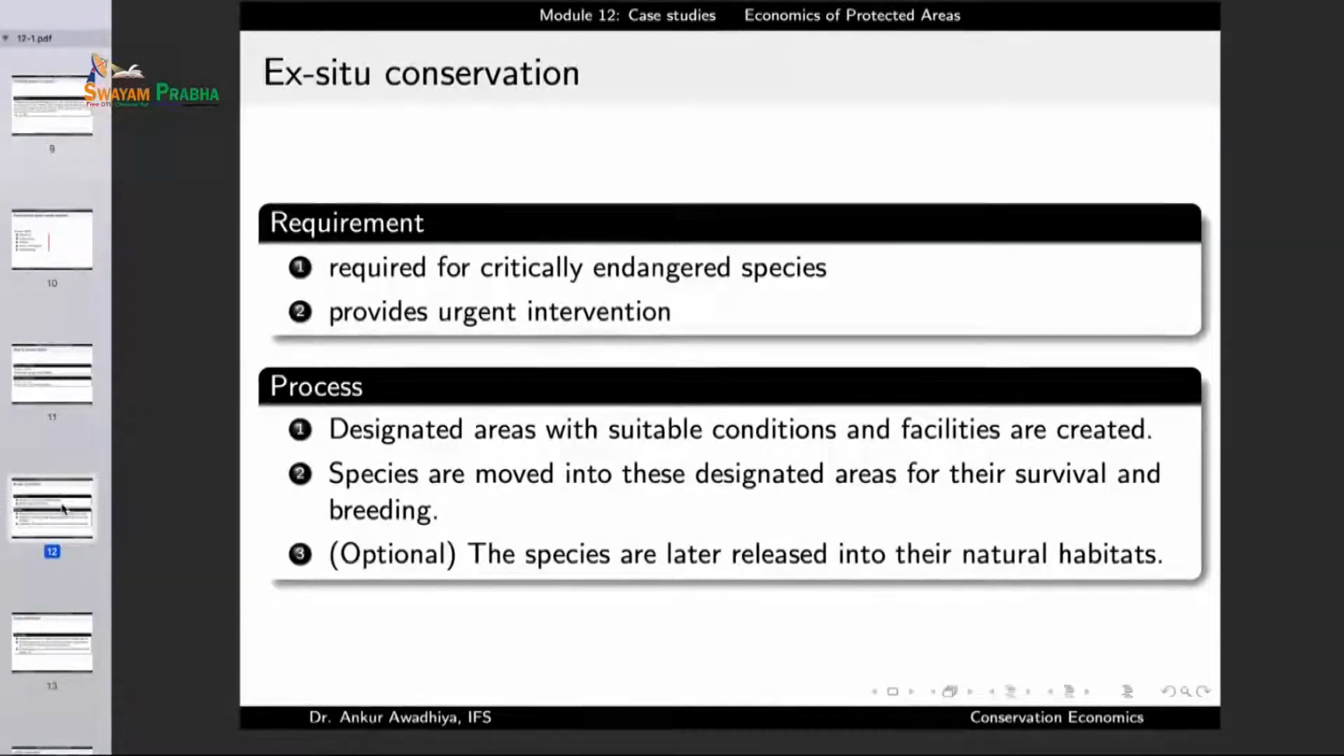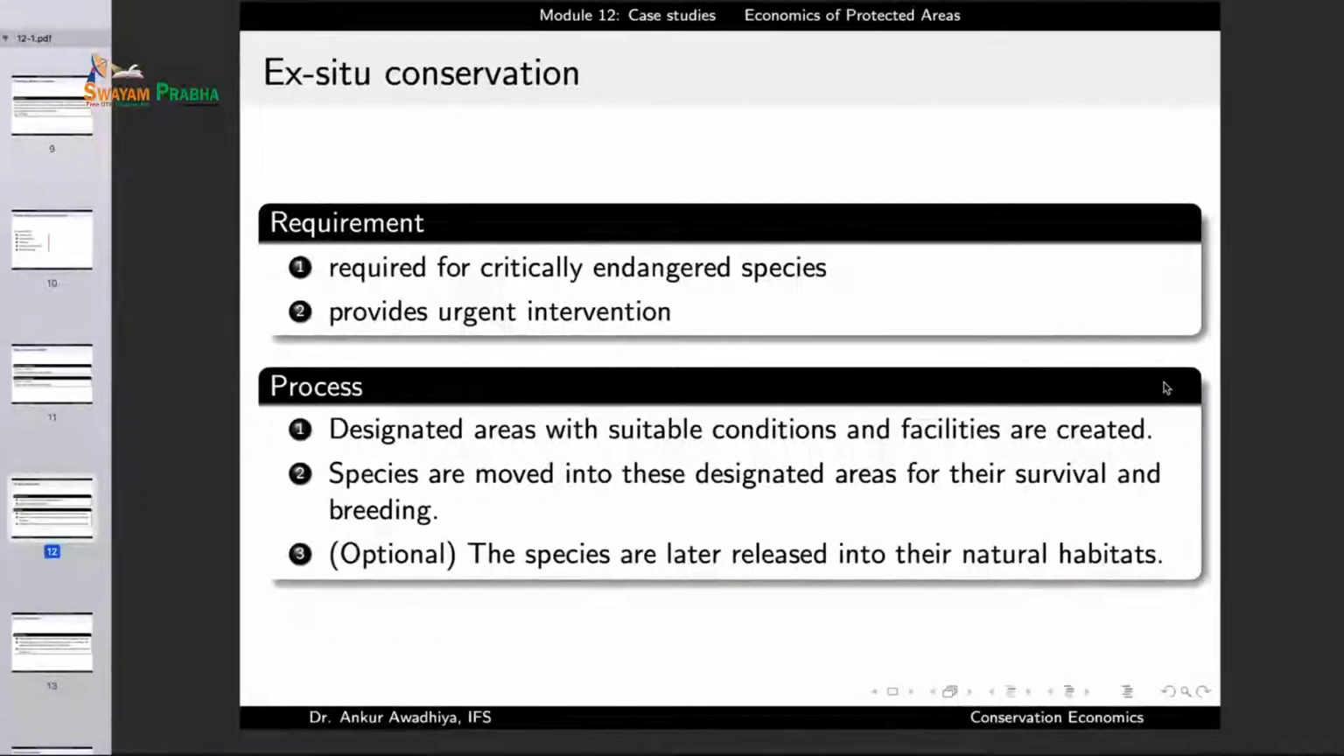So how do these work? In the case of ex situ conservation, it is required for critically endangered species because it provides urgent intervention. In the case of critically endangered species, the numbers are so low that we need to give them a very high level of intervention, a very intensive management, which may not be possible in wild conditions. So ex situ conservation is probably the only way out to conserve those species that are critically endangered.